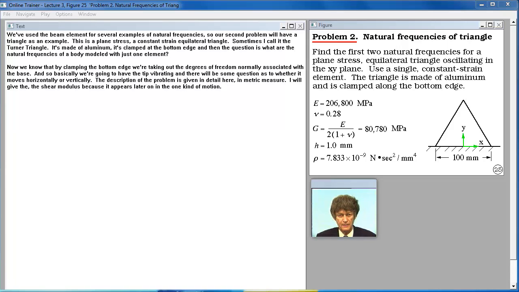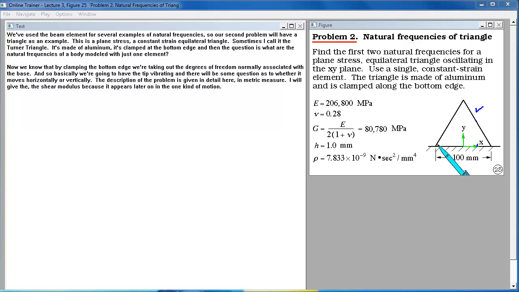We've used the beam element for several examples of natural frequency, so our second problem will have a triangle as an example. This is a plane stress, constant strain, equilateral triangle. Sometimes I call it the Turner triangle. It's made of aluminum, it's clamped at the bottom edge, and then the question is, what are the natural frequencies of a body modeled with just 1 element?